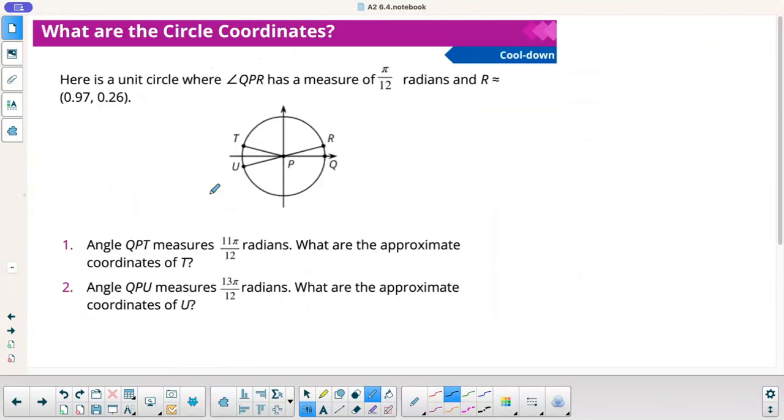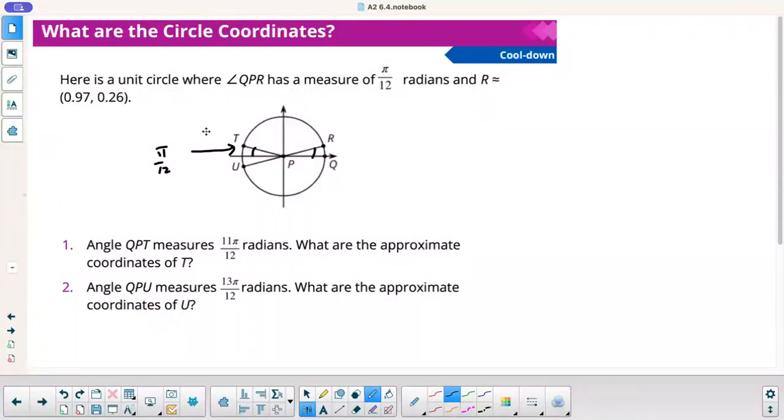All right, so our last thing here is our cooldown. So here's a unit circle, so that means the radius is 1 unit. Angle QPR has a measure of pi over 12, so this angle right there is pi over 12. So then they tell you the coordinates of the point. Angle QPT is 11 pi over 12, so that means this is a pi over 12 angle with the x-axis right there.